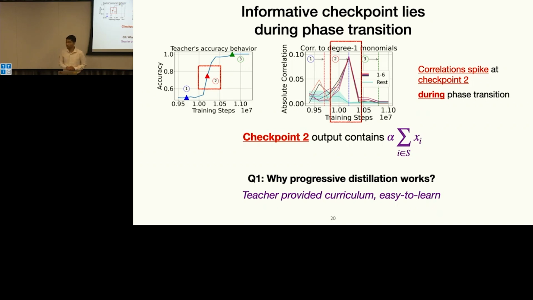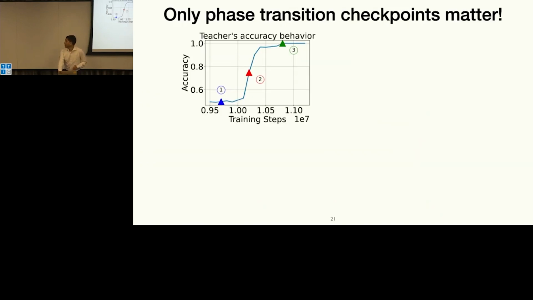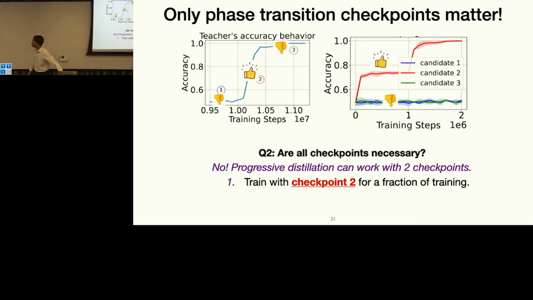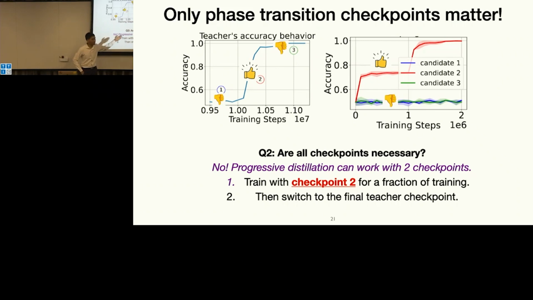Any questions here? All right, so the question is, are all checkpoints necessary? If the phase transition checkpoints contain the useful signal, maybe we should only include those. What we show is that progressive distillation can work with 2 checkpoints. For a fraction of training, we train with the checkpoint 2 supervision, and for the rest of the training, we switch to the final teacher checkpoint. In this case, the model trains much faster, within 2% of what we used for the teacher.